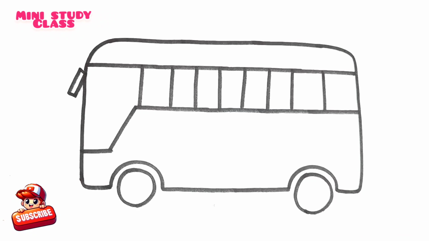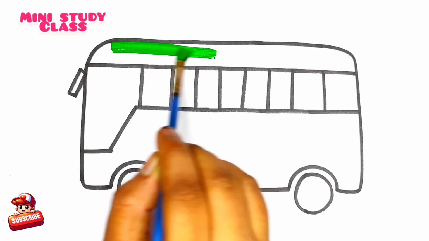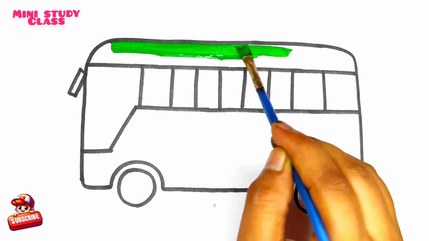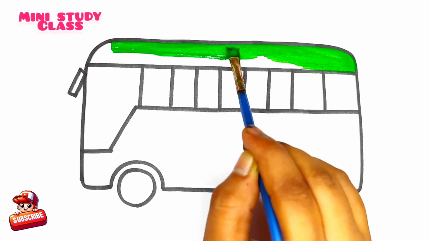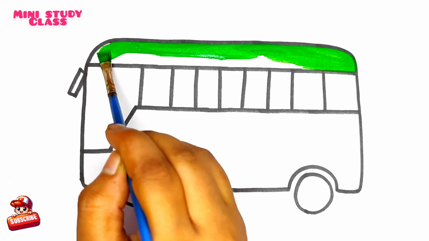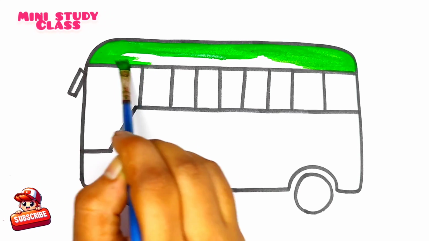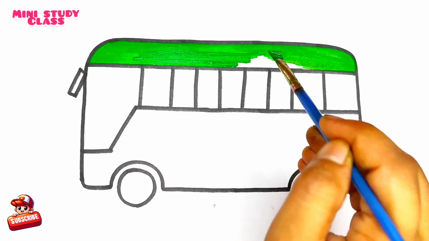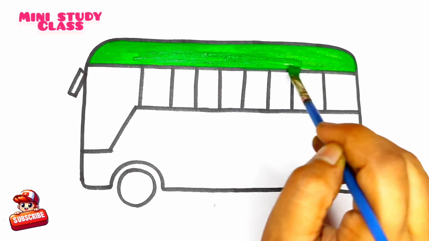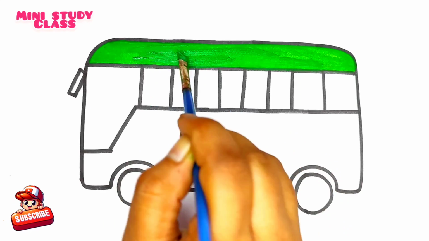Now, it's time to coloring. Green color. Buses are big vehicles that can carry lots of people. They have big wheels and powerful engines to move them along the road. Buses are a type of public transportation.